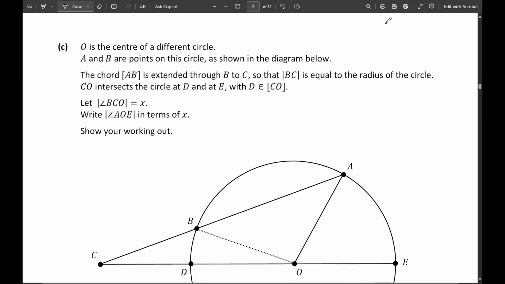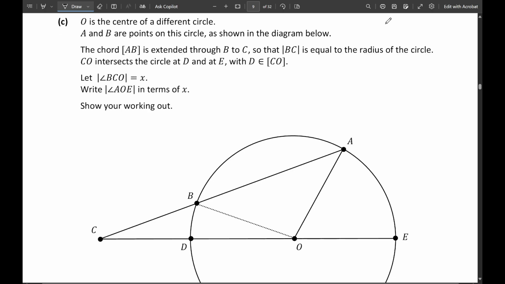Oh dearie me. Okay, I don't like these angle questions. So O is always the center of a different circle. A and B are points on the circle as shown in the diagram. The chord AB is extended through B to C. So BC is equal to the radius of the circle. So these two are equal, and so is this.